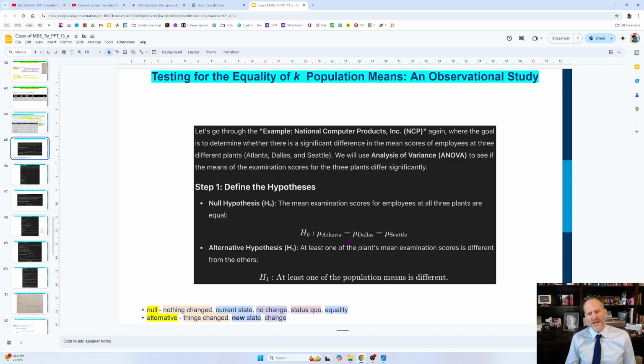So first of all, we want equality in the null hypothesis, so we have that there. And then we also are going to have the assumption that the current state of things is that the knowledge of quality awareness in all 3 plant locations is the same. And then the alternative hypothesis is that at least one of the plants' mean examination scores is different from the others. That's beautifully worded.